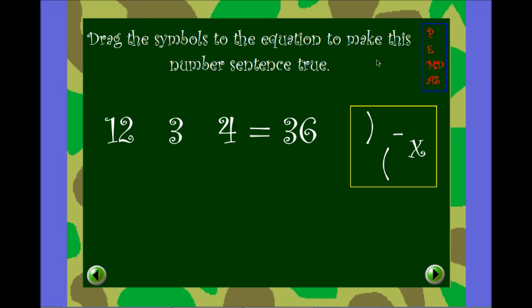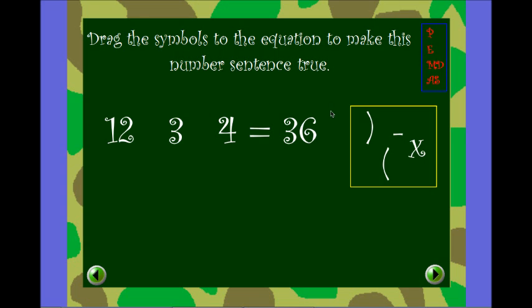Alright, now we're going to try a little something a little different here. I want you to see if you can place these grouping symbols around somewhere in here to figure out a way to get 12, 3, 4 and use a parenthesis and a minus and a times to get the answer of 36. So go ahead and pause, play around with it, see if you can figure it out.